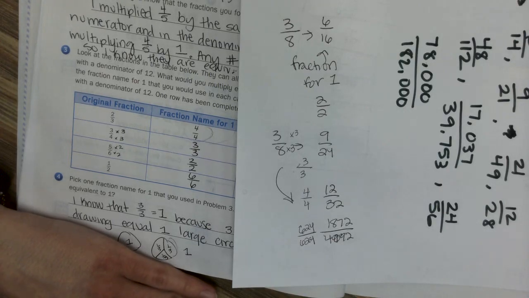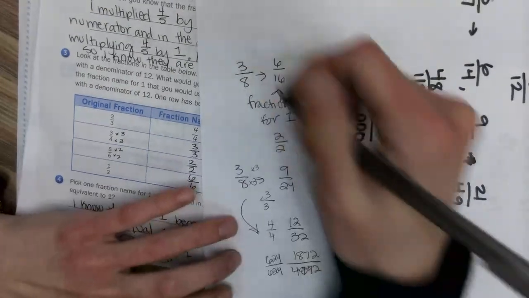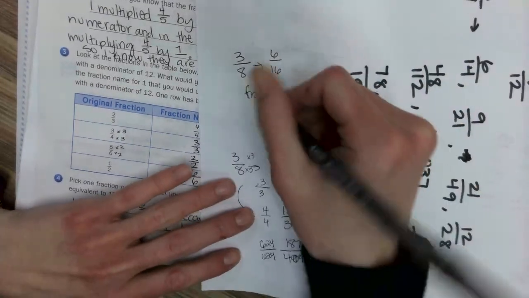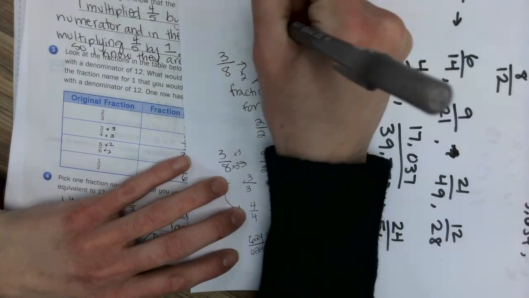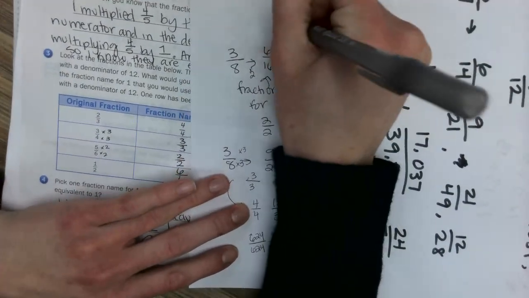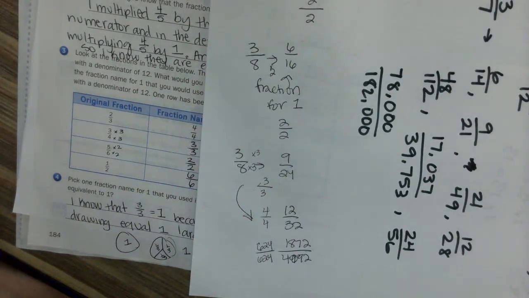Excellent. Okay, so again, when you are writing your equivalent fraction, whatever you multiplied by, so we multiplied by 2 here, all you have to do, your fraction name for 1, you just take what you multiplied by and put it on your numerator and your denominator.